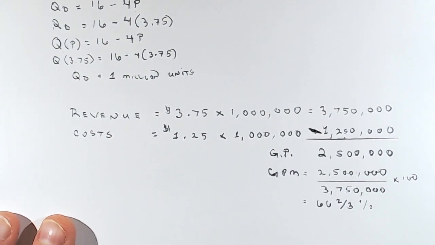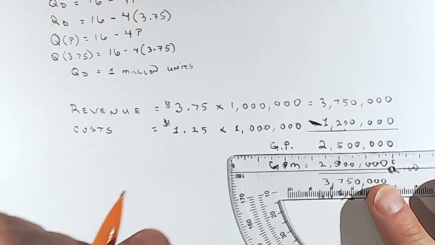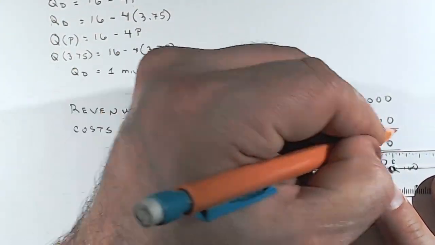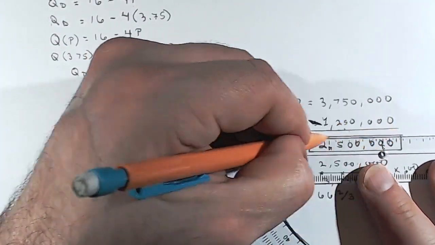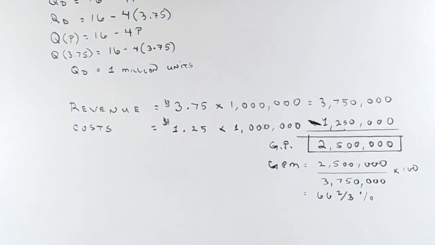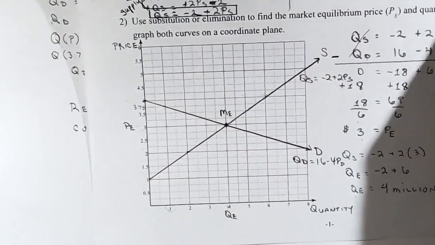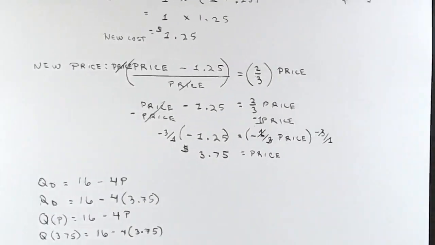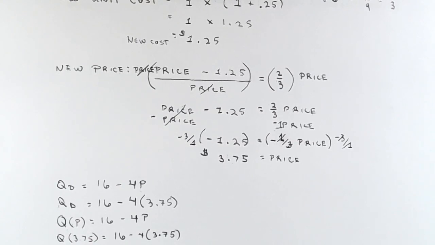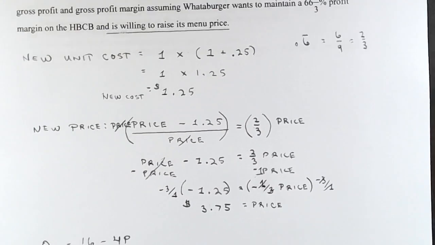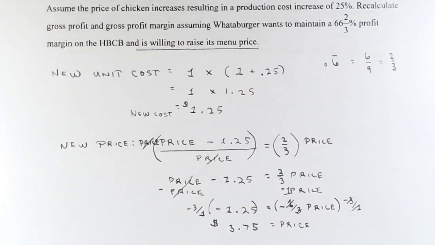Okay, so we computed all of our new things. And now you can see the effect that a change in the cost of production on the supply side can dramatically affect the profit that a company can make, because the quantity demanded will change based on the change in the unit cost. Okay.